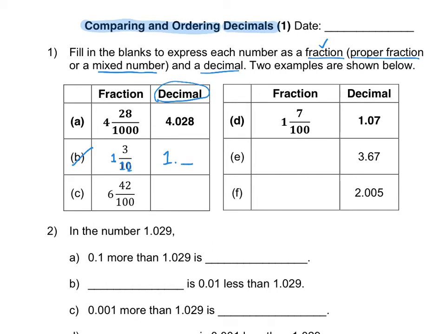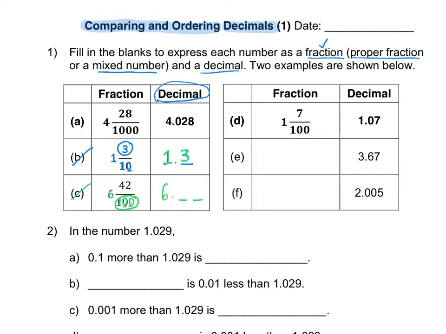What is the number in this 1 decimal place? We have to look at the numerator. It's a number 3. So the answer for part B is simply 1.3. Let's go on to part C. We have the whole as 6, so it's 6 point something. To decide the number of decimal places, we look at the denominator, which is 100. How many zeros are there in 100? There are 2 zeros, so there should be 2 decimal places.